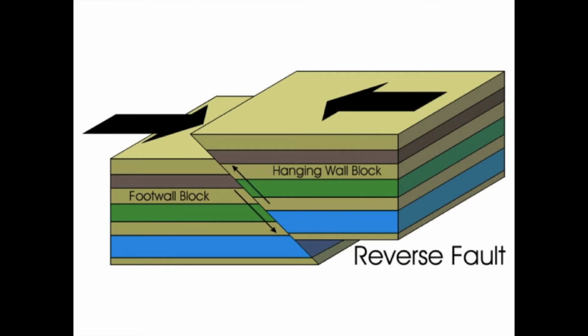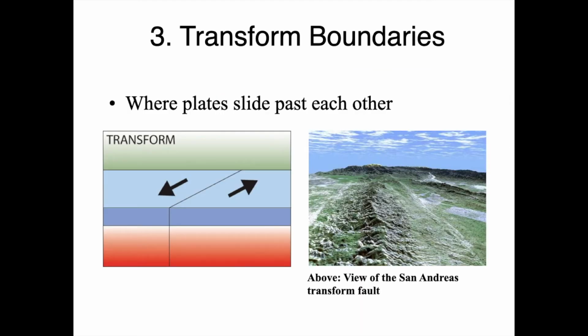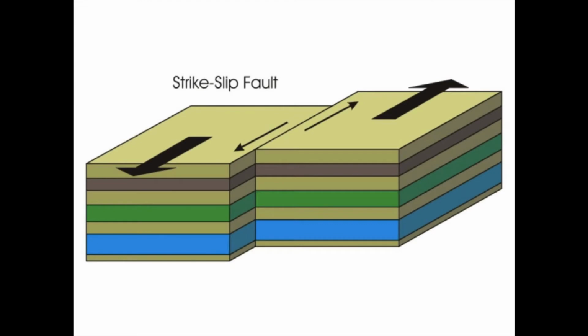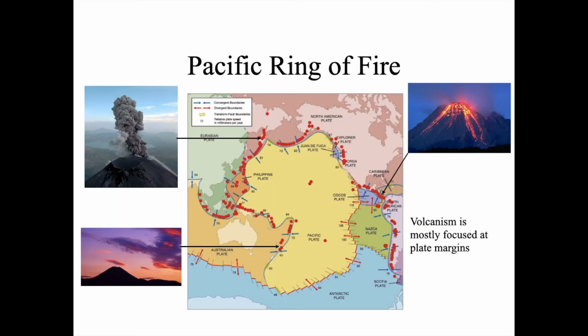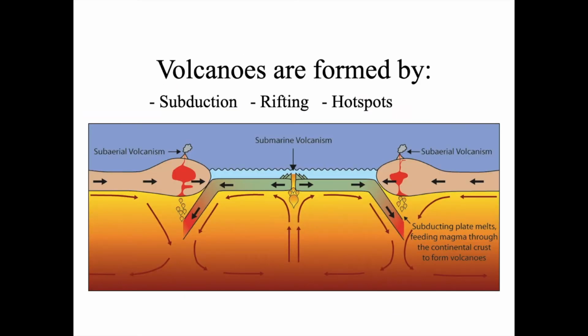Think about it as the opposite, going up the slide. And this, again, can happen not just at a boundary. And then we have the transform. This is sliding past each other, not moving away, not coming together, but sliding past. And that would yield our strike-slip fault. We have the Ring of Fire, which details the outline of plate boundaries. Not just subduction, but you'll have rifting, the ripping away, allowing for magma to come up, as well as, like Hawaii, a hot spot.